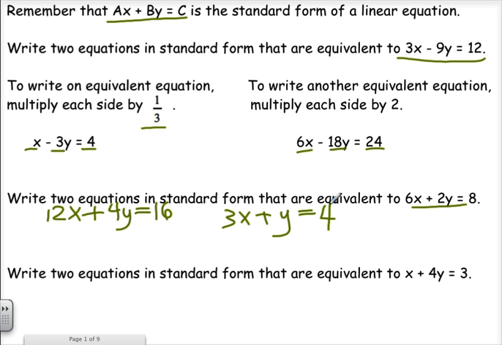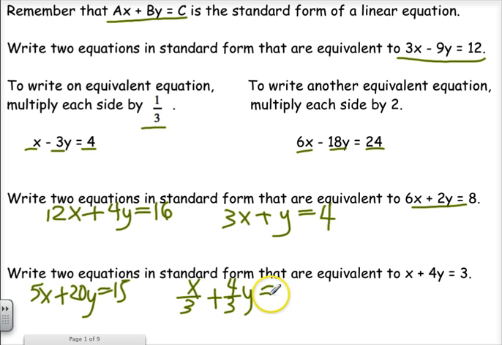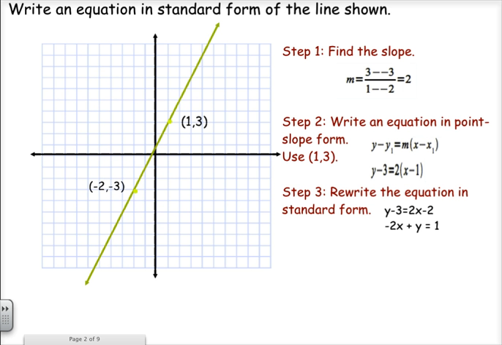Down here, write two equations in standard form that are equivalent to x plus 4y is equal to 3. Same thing if I multiply both sides, let's say by 5: 5x plus 20y is equal to 15. There, that's one. If I divide both sides by 3, that's going to be x divided by 3 plus 4/3 y is equal to 1. So that's just how you do this sort of problem. I think those ones there are pretty easy.